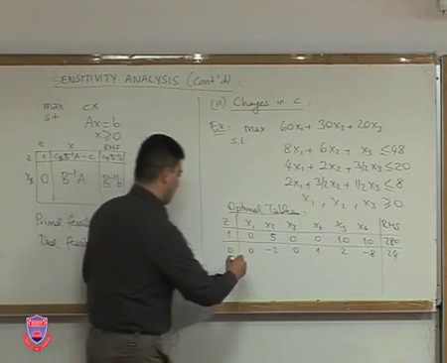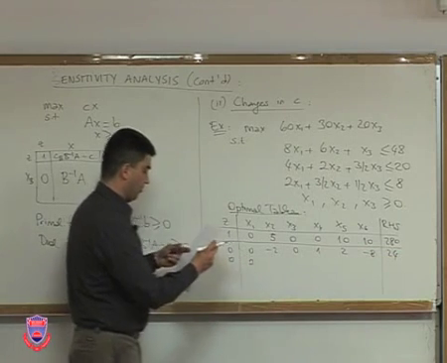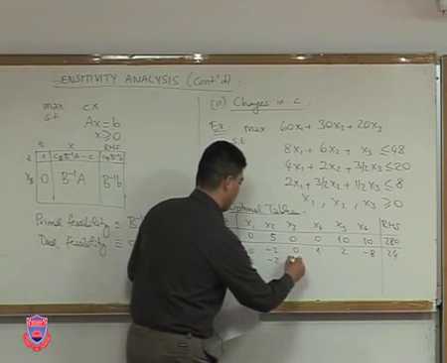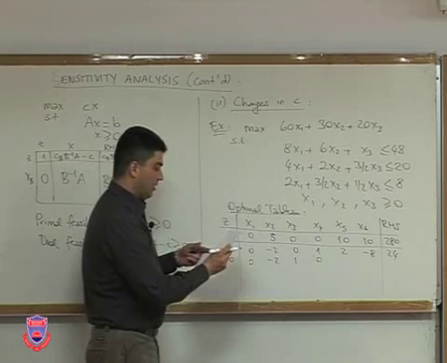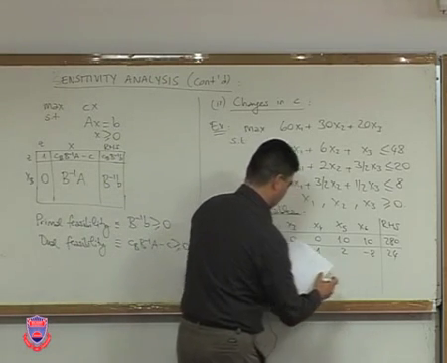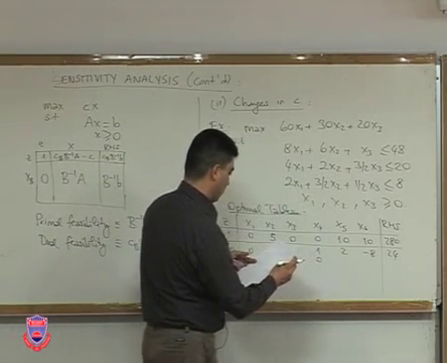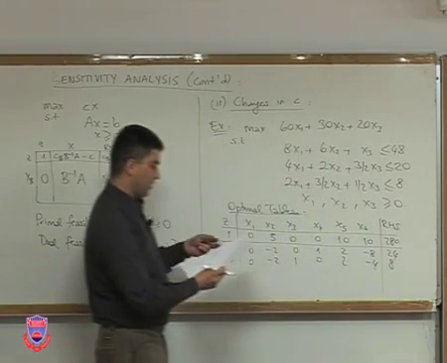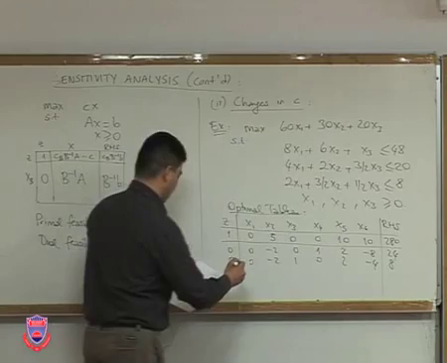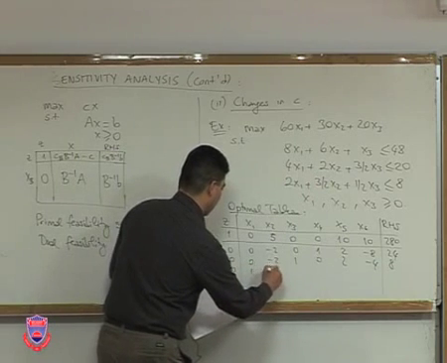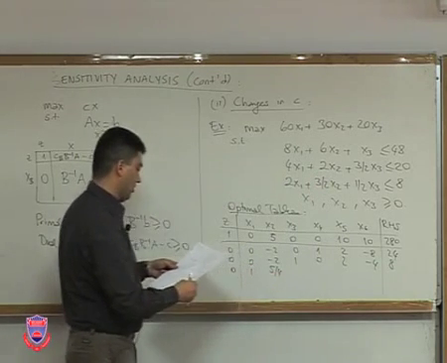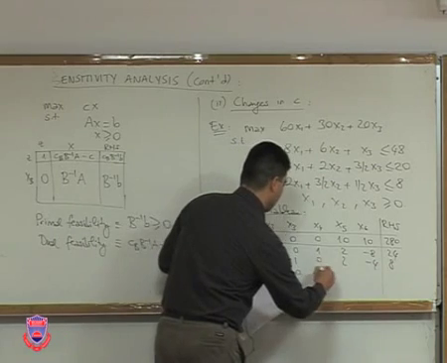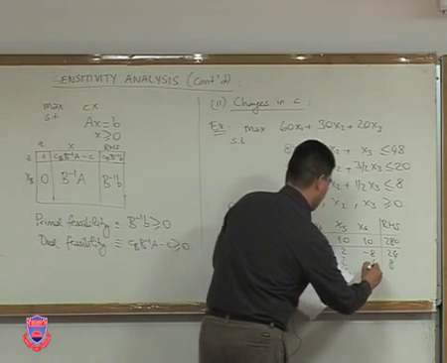Then row 2 looks like 0, 0, minus 2, 1, 0, 2, minus 4, and 8. And finally, row 3 looks like 0, 1, 5 over 4, 0, 0, minus 1 over 2, 3 over 2, and 2.